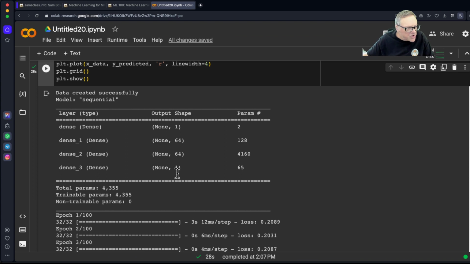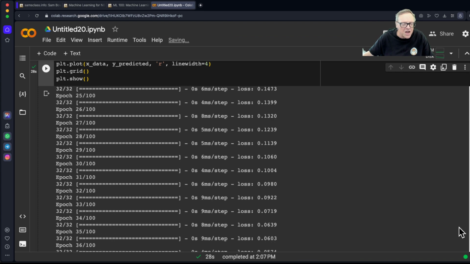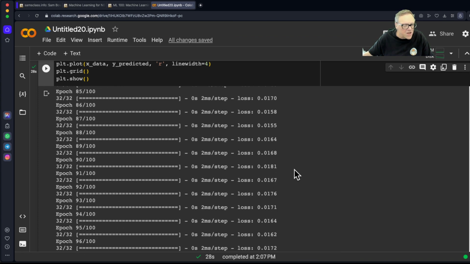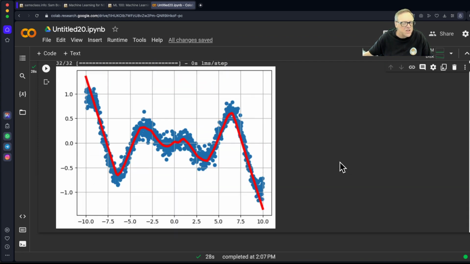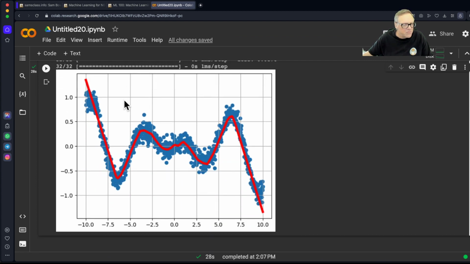The Google Bard you're using has about 1 trillion parameters. The straight line had 2 parameters, and this has 4,000 parameters, so it's in between. It turns out that is enough to do a pretty good job after 100 epochs of training. Here's the answer. The blue dots are the input data, and the red line is the curve that was fit through them. And as you can see, it did a pretty good job of fitting it.